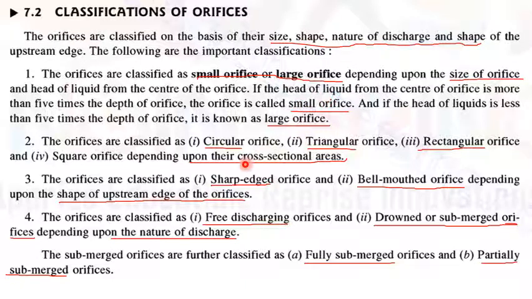Again, depending on cross-sectional area, it can be circular, triangular or rectangular. Based on the upstream edge of the orifice, it can be sharp or bell-mouthed. Depending on the nature of discharge, it can be free discharging or drowned or submerged. Again, it can be fully submerged or partially submerged.